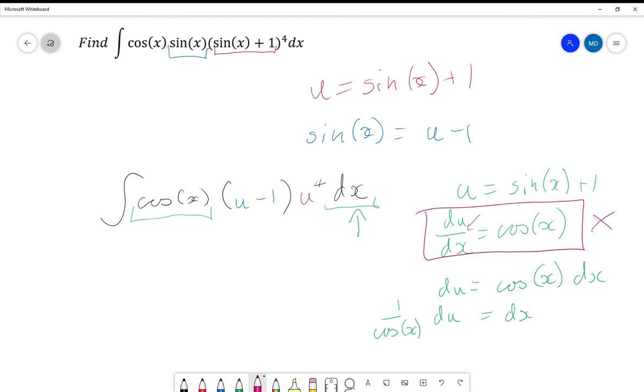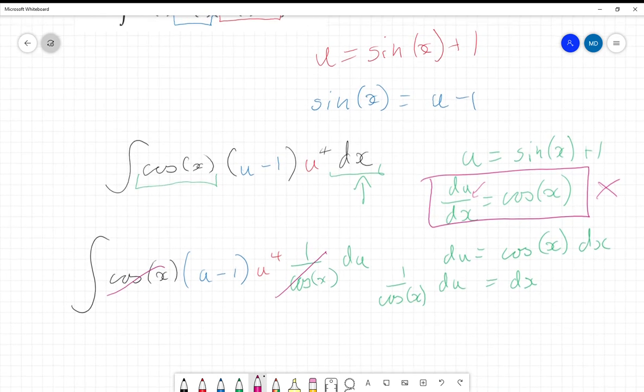And so now, because we have this, we know that our dx is 1 over cosine x du. I can put that in, and now I have the integral of cosine of x, u minus 1, u to the power of 4, multiplied by 1 over cosine of x du. And this is why I didn't take out the cosine before, because in fact this cosine is very nicely going to cancel out.